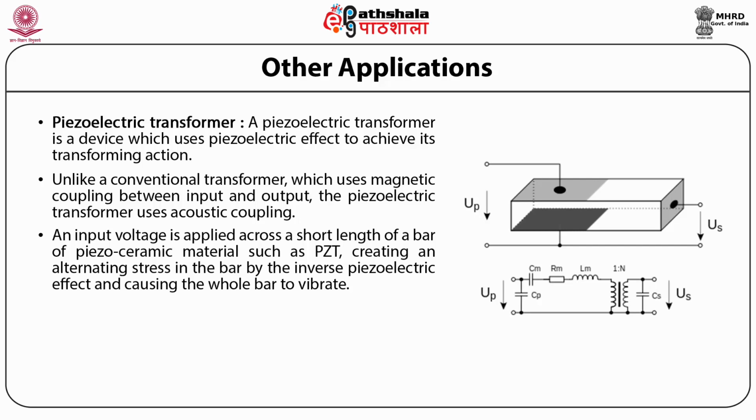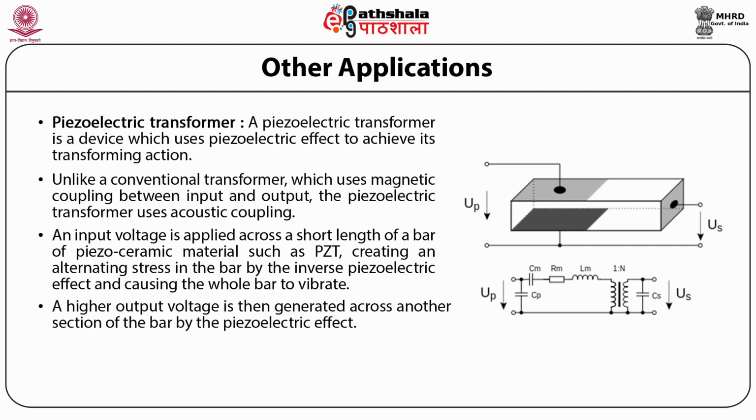So an input voltage is applied across the short length of a bar of piezoceramic material such as PZT, creating an alternating stress in the bar by the inverse piezoelectric effect and causing the whole bar to vibrate. The vibration frequency is chosen to be the resonant frequency of the block, typically in the 100 kHz to 1 MHz range. So this figure shows the schematic diagram of a piezo transformer. A higher output voltage is then generated across another section of the bar by the piezoelectric effect.